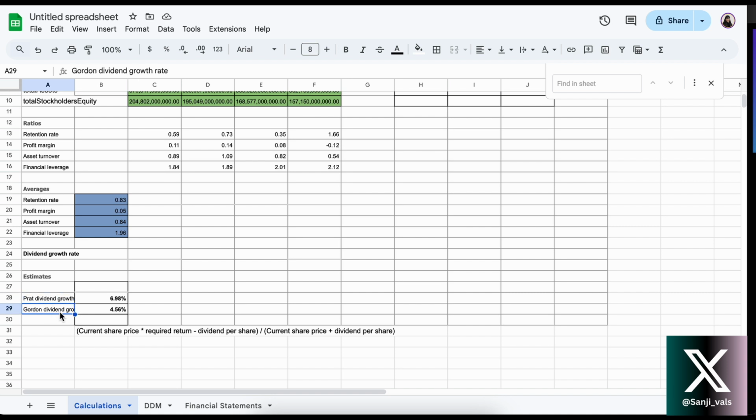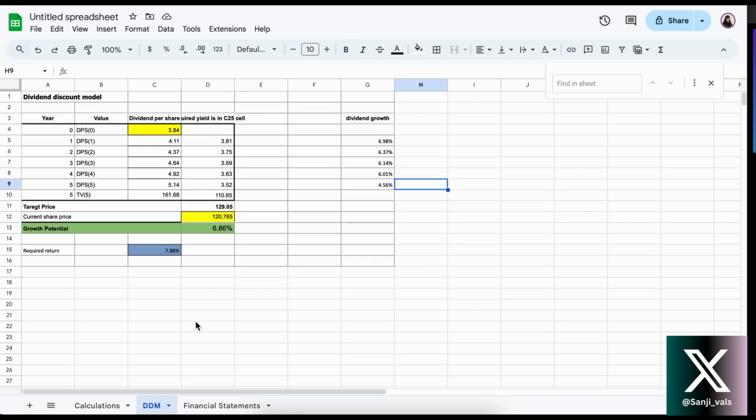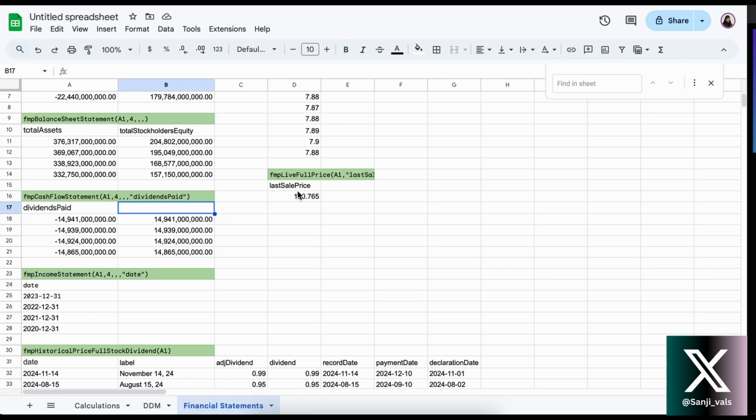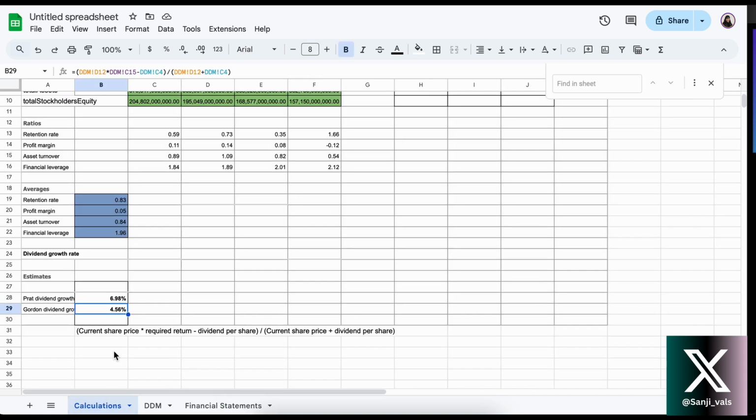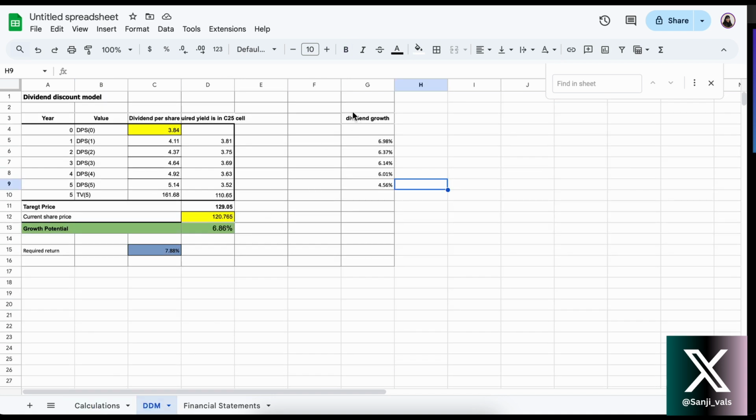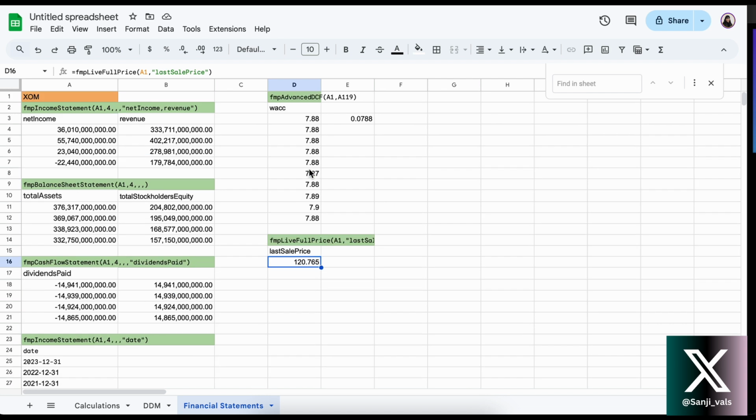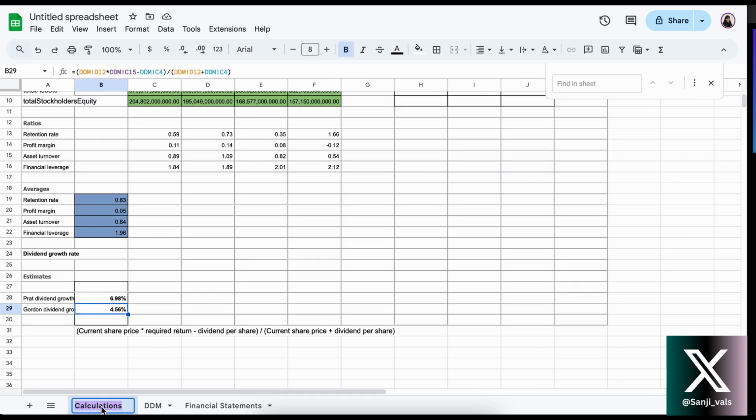Then we take the Gordon growth rate using the Gordon model. The formula is over here. I've written the formula for you to make everything simple. So you basically take the current share price that we extracted from here. You remember we've taken the current share price or the last share price, multiply it by the required return or WACC, weighted average cost of capital, that we've extracted also over here. We have this number, 7.8%. And then we have minus the dividend per share.